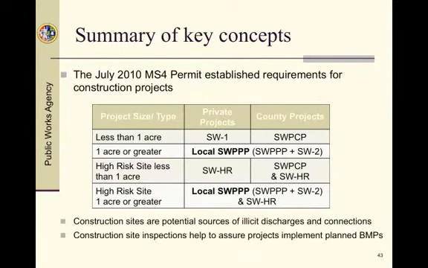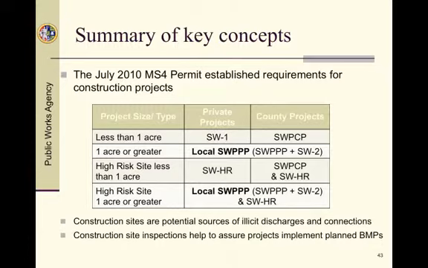Summary of the key concepts for the county requirements: the July 2010 MS4 permit establishes requirements for all construction projects, and this table outlines what documents are required for which projects. So for private projects less than 1 acre, you require the SW1 form. If they're less than 1 acre in a county project, then it would be a stormwater pollution control plan. And if a project is greater than 1 acre, whether it's private or public, then you have the local SWIP requirement, which means you have to file for the state requirement, which is the SWPPP, and then also submit the SW2, which is the county requirement for the same project.